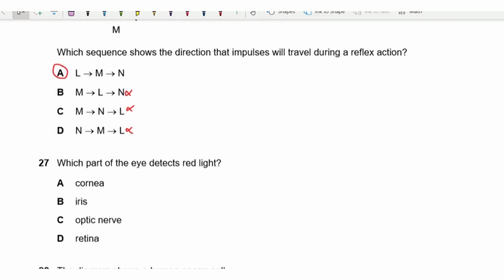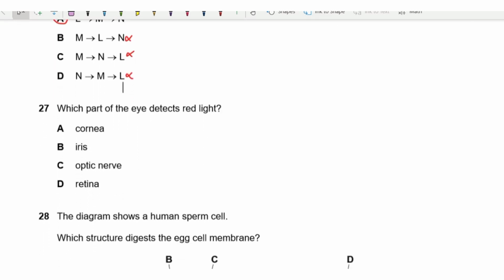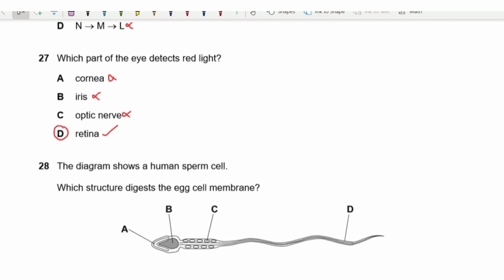Question 27 says, which part of the eye detects red light? Actually, it is the cones of the eyes that detect colors. So it is not the cornea, it is not the iris, it is not the optic nerve, but rather the retina. The retina contains the rods and the cones. So the cones of the retina are responsible for the detection of colors. Then we'll now move to question 28.